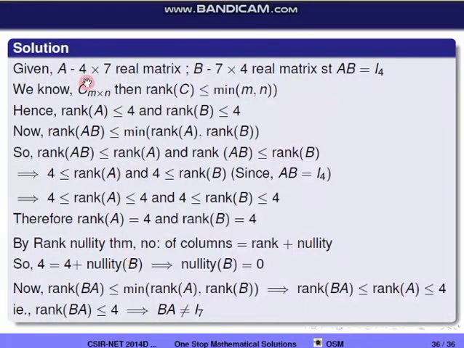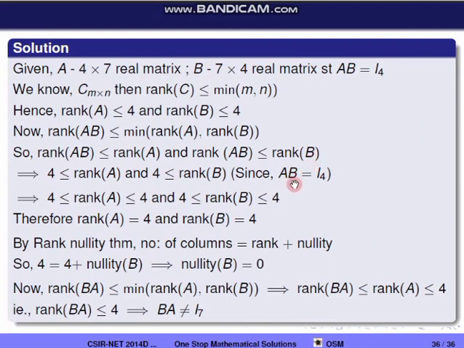So A is a 4 cross 7 real matrix and B is a 7 cross 4 real matrix such that AB is equal to identity matrix of order 4. We know that if C is the M cross N matrix, then rank of C is less than or equal to minimum of M comma N. Hence, using this rank of A is less than or equal to 4 and rank of B is less than or equal to 4. And we know that rank of AB is less than or equal to minimum of rank of A, comma rank of B. So rank of AB is less than or equal to rank of A, and also rank of AB is less than or equal to rank of B.